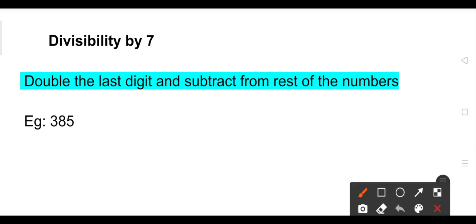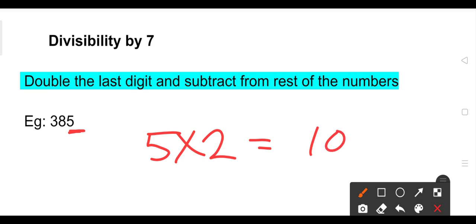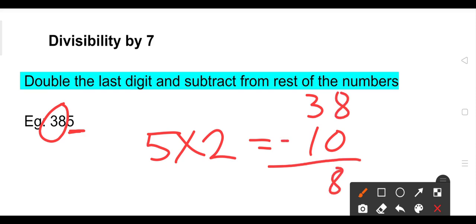Next divisibility is by 7. This rule says double the last digit, and here the last digit is 5. Let's double it. Double means you have to multiply this number by 2. So 5 twos are 10. So when we double the last digit, we subtract it from the rest of the number. The rest of the number here is 38. So you have to subtract 10 from 38 and you will get 28.